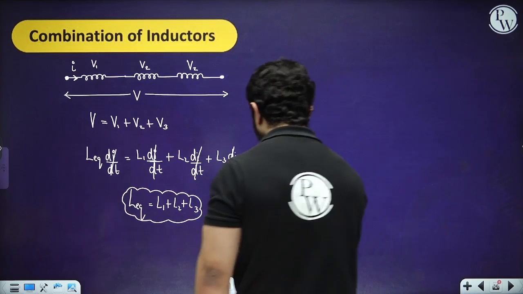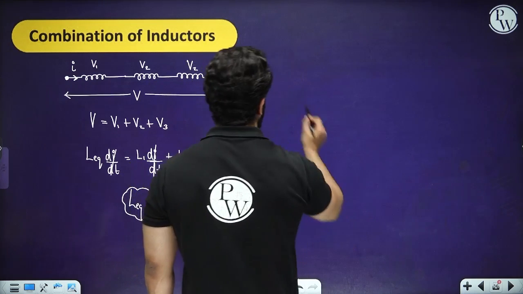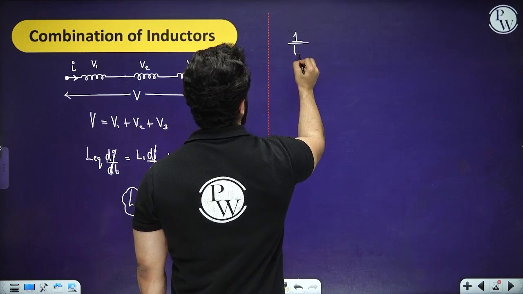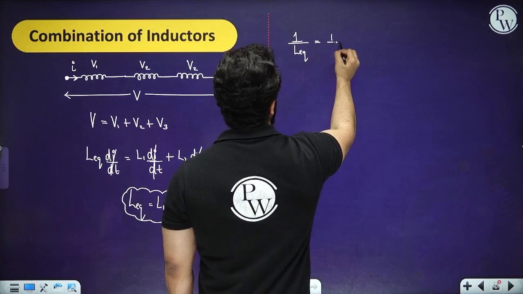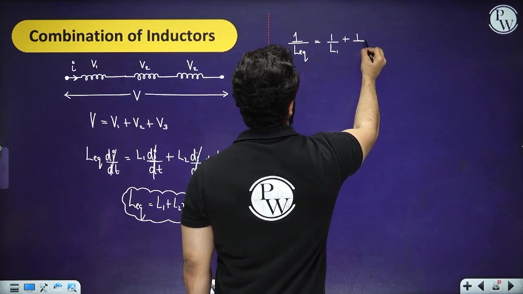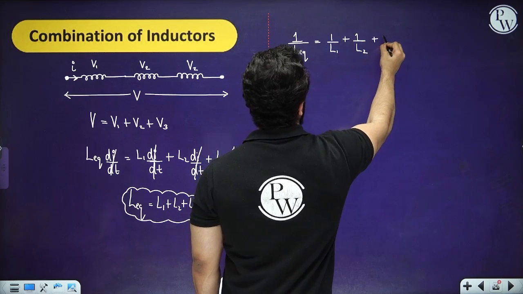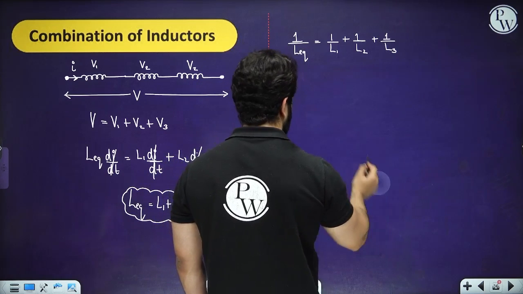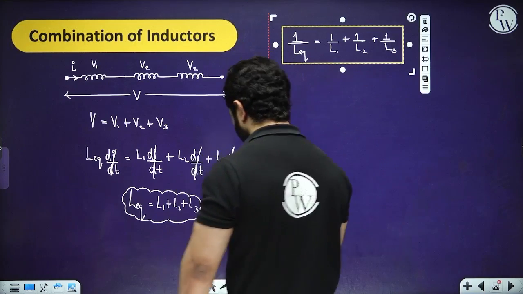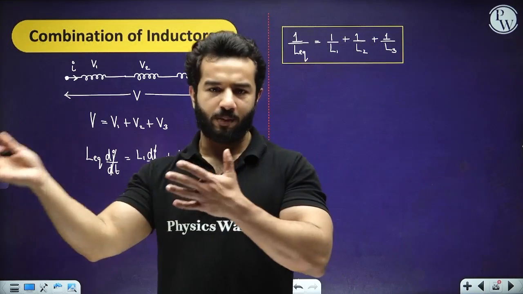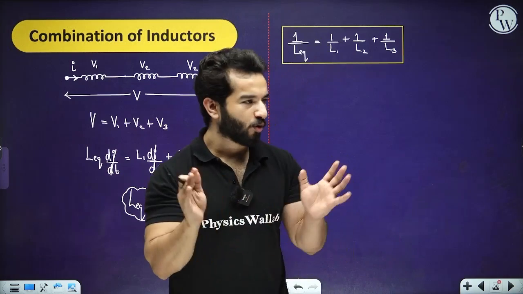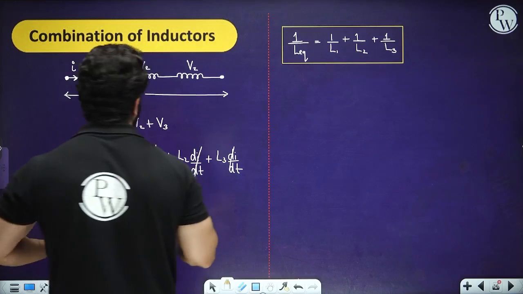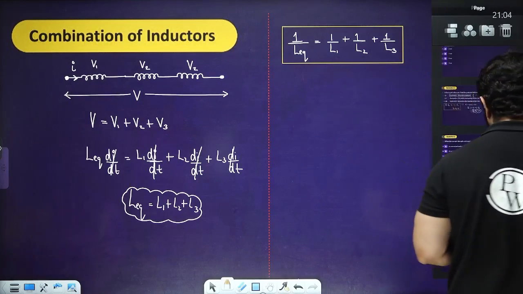And similarly, if you talk about parallel combination, the formula will be 1 upon L equivalent equals 1 upon L1 plus 1 upon L2 plus 1 upon L3. In this case, the only difference is that you will divide the current I equals I1 plus I2 plus I3 and then you will differentiate it. So no worries over there also. Hopefully everything is clear about the combination of inductors. It's a very easy concept to understand.